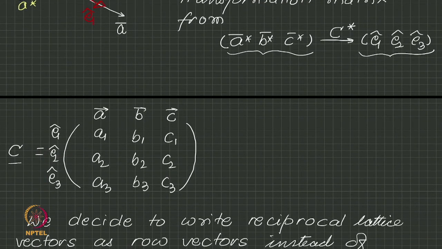Now, how did we write C? We expressed A, B and C as column vectors in Cartesian coordinate system. So, A1, A2, A3 are the first column of the transformation matrix C, which is nothing but components of the first crystal basis vector A in terms of E1, E2, E3. So, it is the Cartesian components of A. The second column is Cartesian components of B, third column is Cartesian components of C.